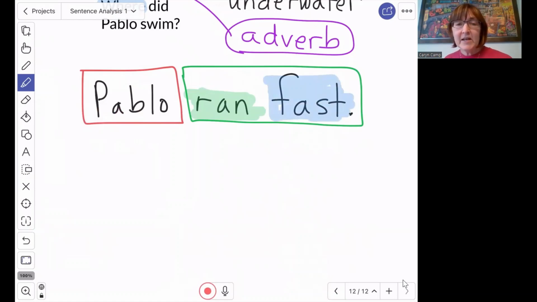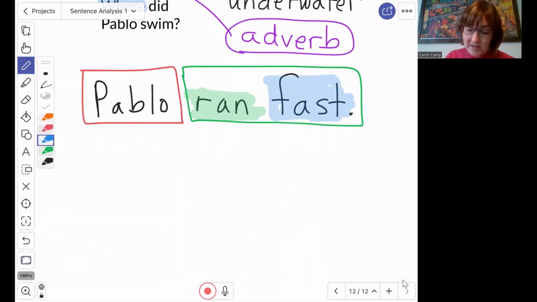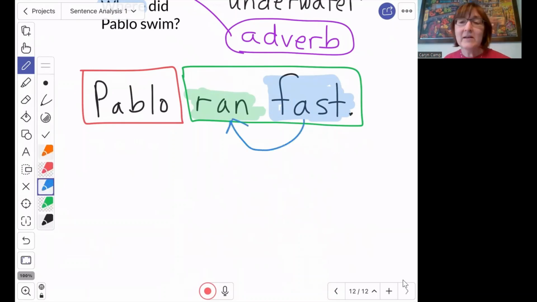So we're not saying Pablo is fast. When we talked about that yesterday, if we say Pablo is fast, then fast is describing Pablo. Pablo is a noun. A word that describes a noun is an adjective. So it's tricky, a little bit different. We're here talking about Pablo is running. There's action happening. And so here we want to know, how is he running? Tell us more information about the running. And so here, this word is telling us about the running. We're saying, how did he run?